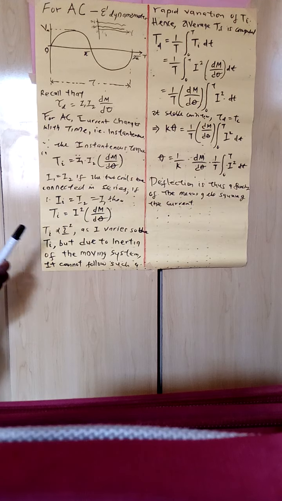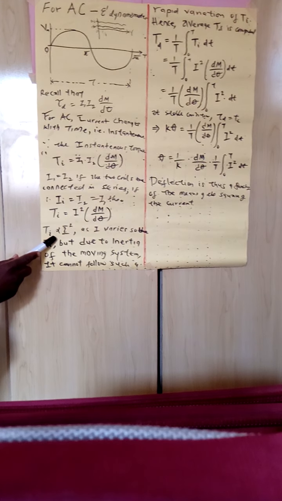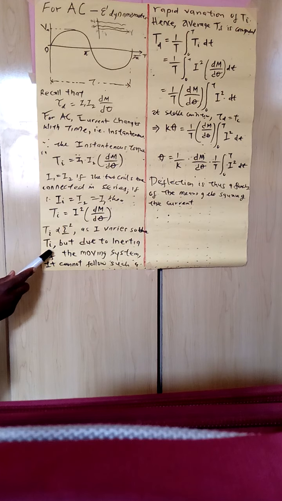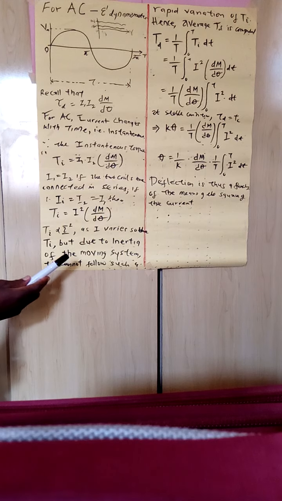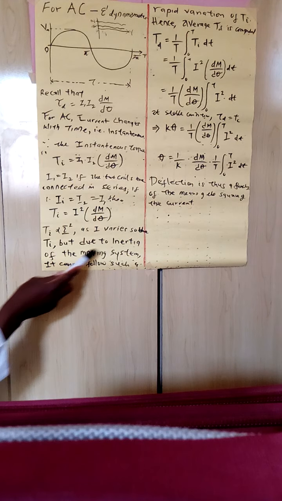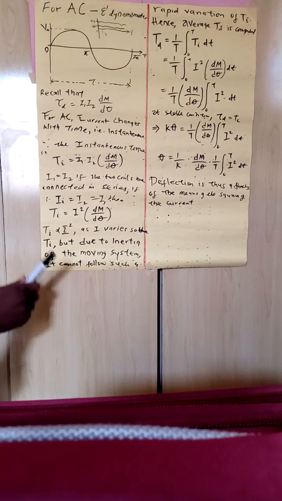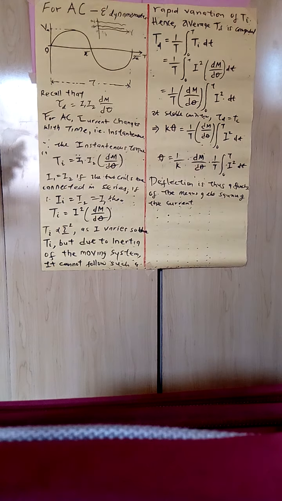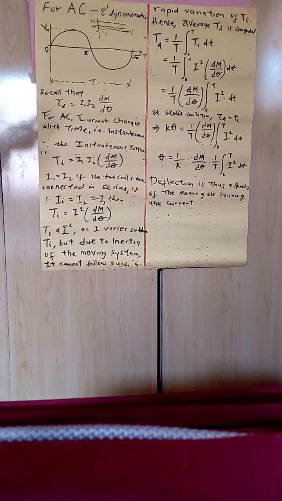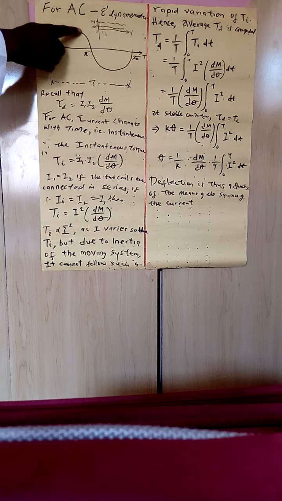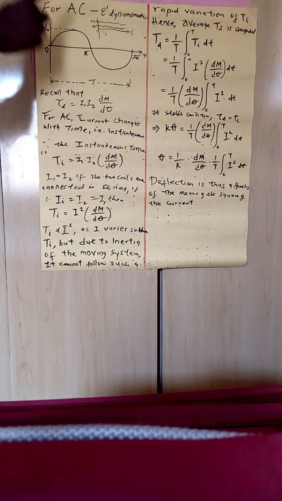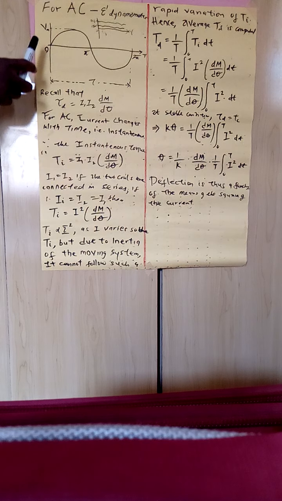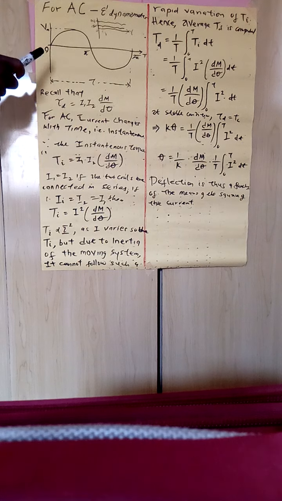Now that means the torque is directly proportional to I squared. As I varies, so does the instantaneous torque, which is very natural. We know all of this from the beginning. But due to the inertia of the moving system, we have discussed that it cannot follow such a rapid variation of the instantaneous torque. Because this changes with time, it will not be able to respond instantaneously, especially at high magnitude.